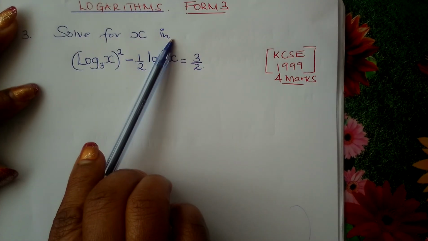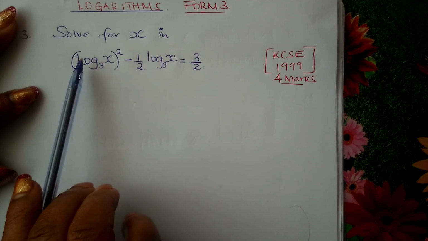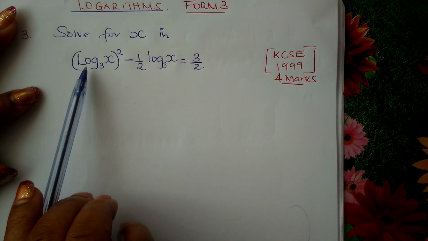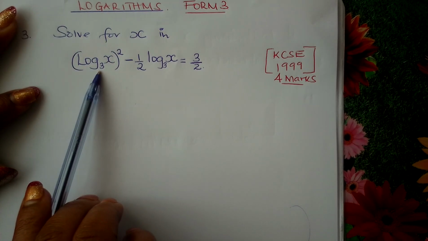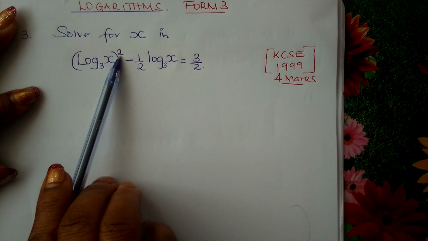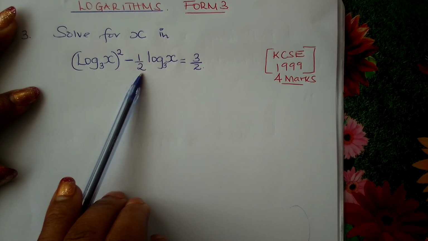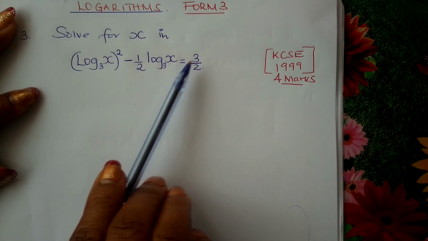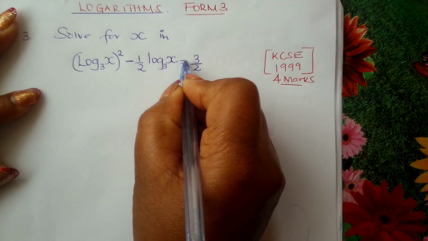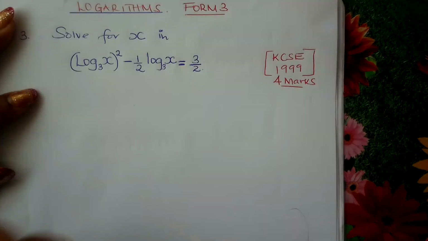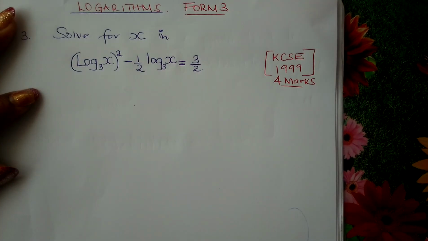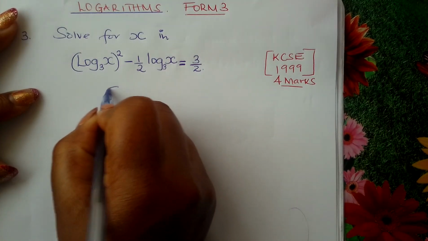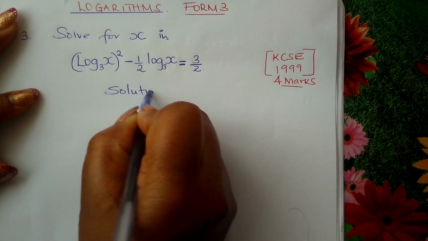So for x in this equation, (log x to base 3) squared minus a half log x to base 3 is equal to 3 over 2. What is x? How do you find x in this? So, solution learner.